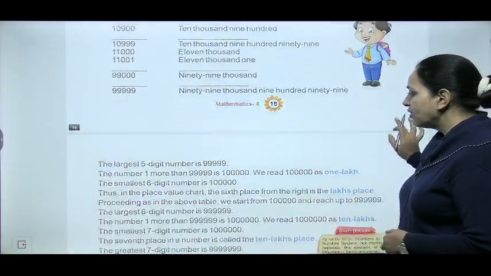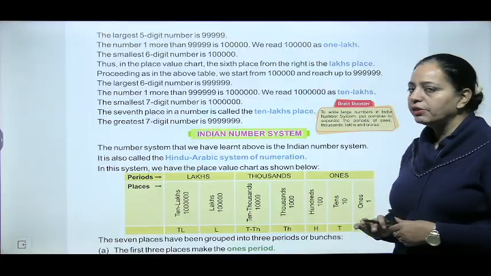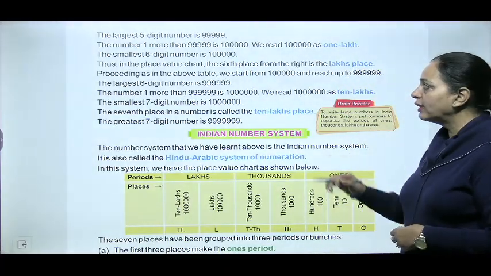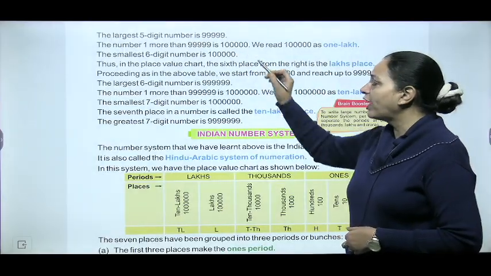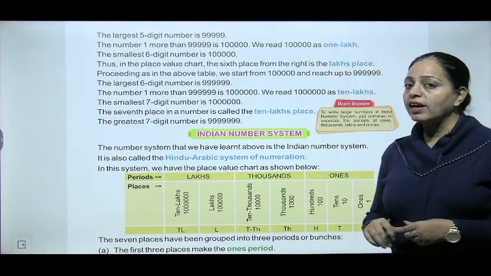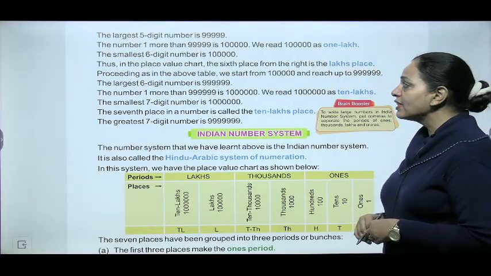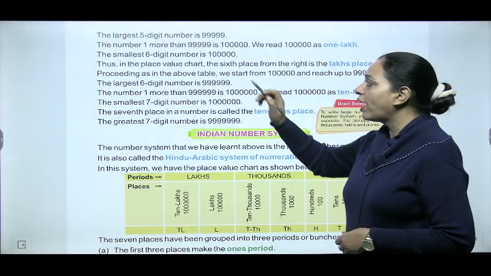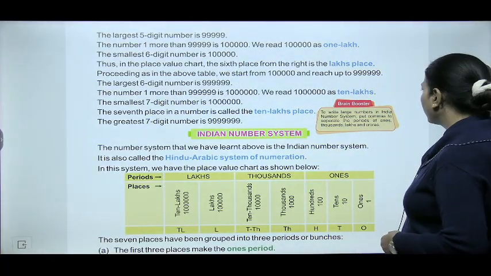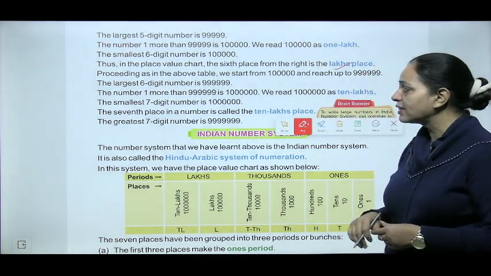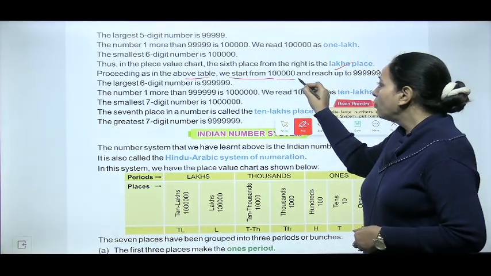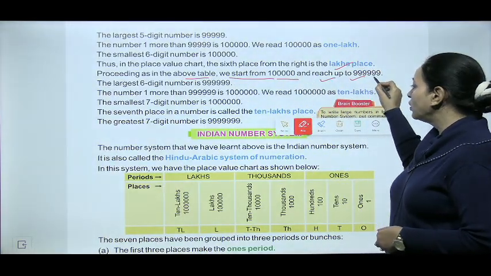So see the next here, the largest 5-digit number is 99,999, and the number 1 more than this is 1 and 5 zeros. And how can we read it? This is read as 1 lakh, and it is the smallest 6-digit number. So in the place value chart, the 6th place from the right is the lakh place. Proceeding as in the above table, we start from 1 lakh and reach up to this number.